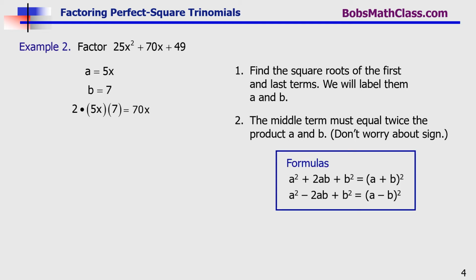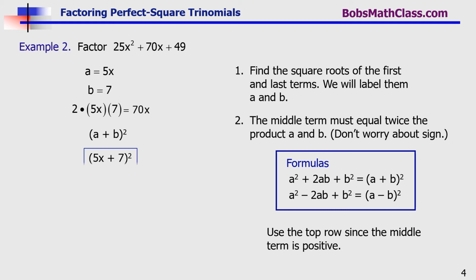Here are our two formulas. Are we going to use the top row or the bottom row? We're going to use the top row, right? We're going to use the top row since the middle term is positive. So on the right side of that top row, it says a plus b squared. So that's what we're going to write down, a plus b squared. And then replace a with 5x and b with 7, and you're all done.